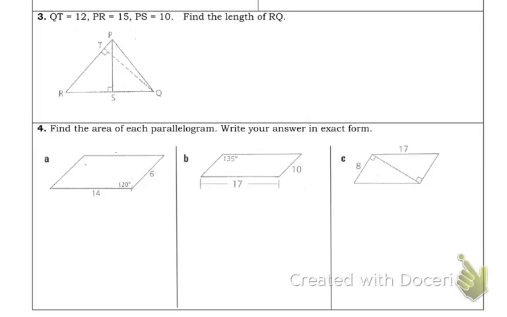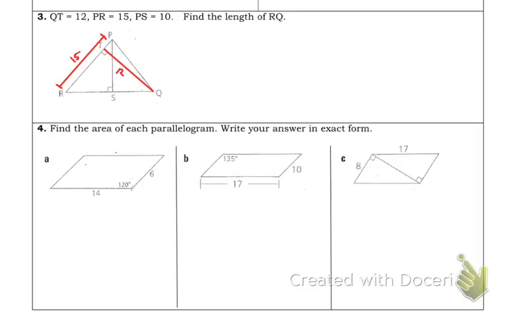Okay, so let's go ahead and label the information I know. I know that PR equals 15. So the length from P to R is going to be 15. The length from Q to T is 12. I'm just going to shade it in red so we can see what we're talking about. Q to T is 12.